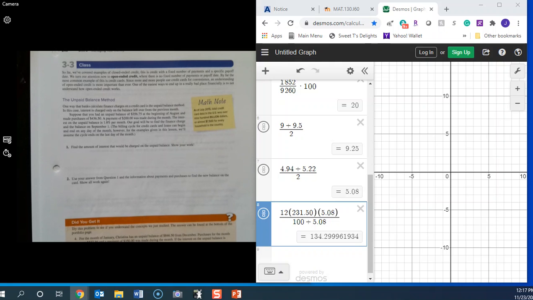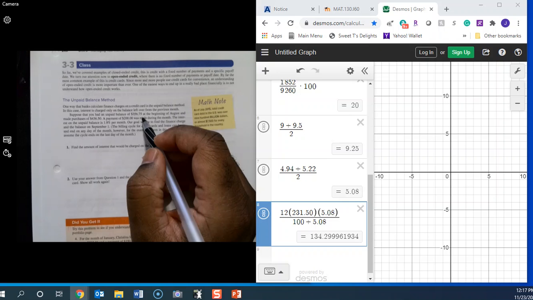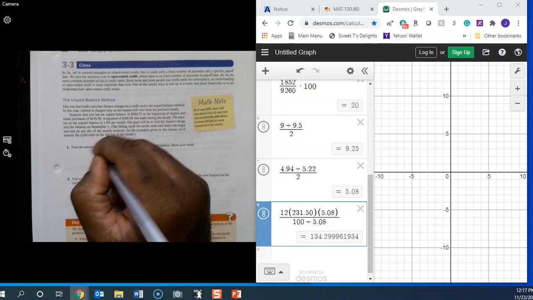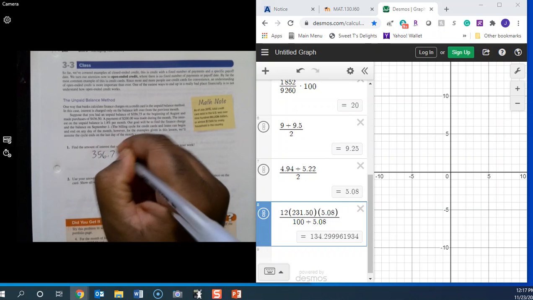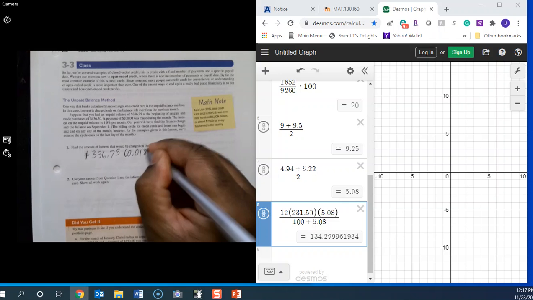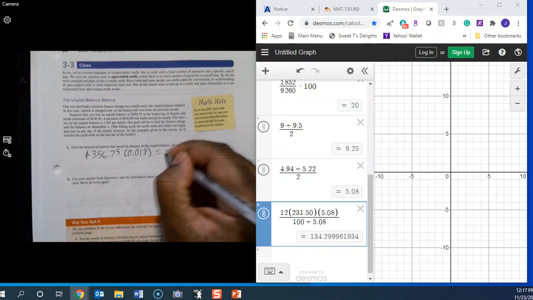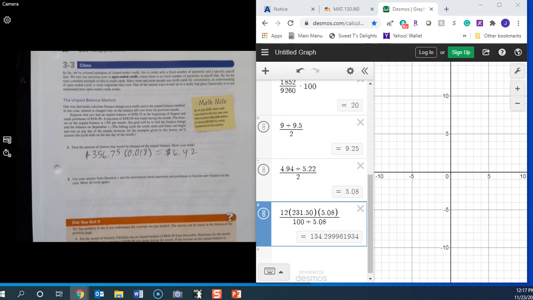Okay, number one, it says find the amount of interest that will be charged on the unpaid balance. Show your work. So, the unpaid balance, if we look here, we had $356.75. That was the unpaid balance from the previous month. And we'll multiply by the 1.8%. So it'll be $6.42.